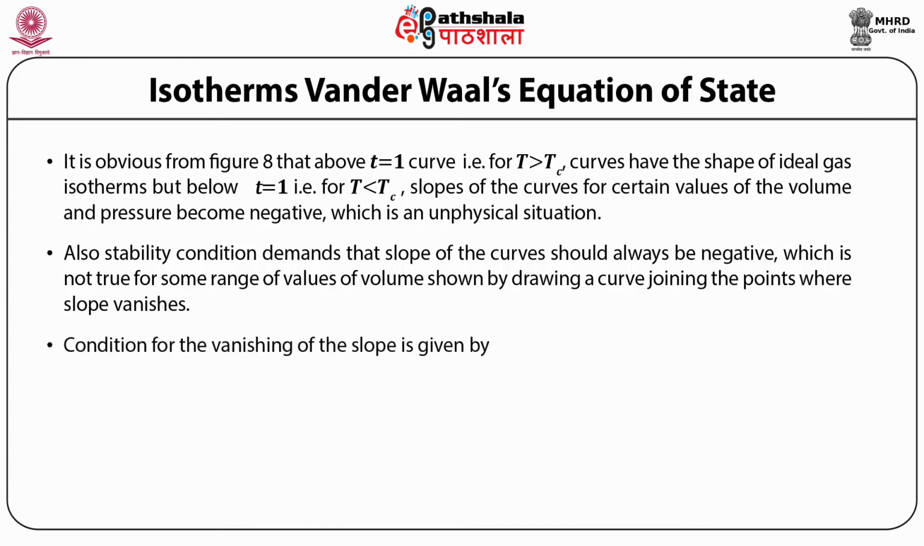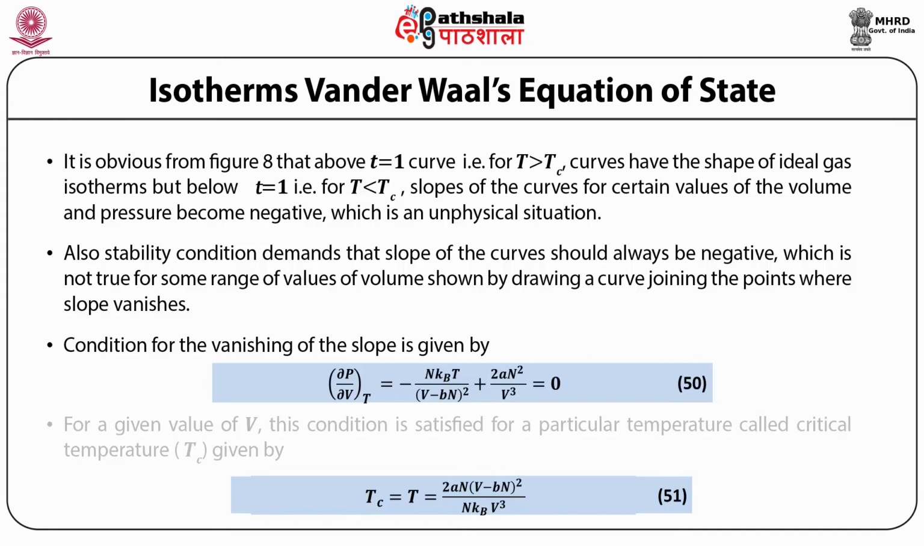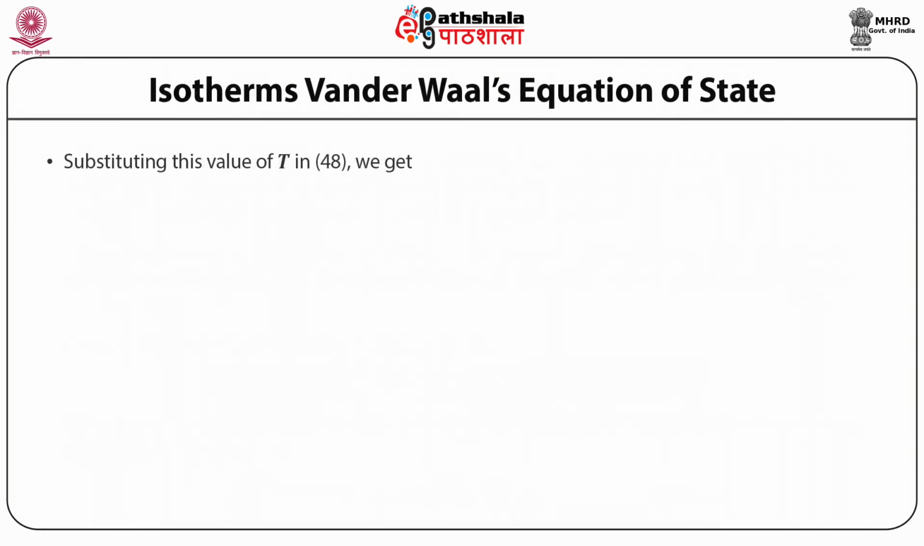The condition for the vanishing of the slope is given by the partial derivative of P with respect to V at constant temperature equal to minus n Boltzmann constant multiplied by T divided by V minus Bn whole squared, plus 2 times a n raised to power 2 divided by V cubed, which should be equal to 0. For a given value of V, this condition is satisfied for a particular temperature called the critical temperature Tc, given by Tc equal to 2 times a times n times V minus Bn raised to power 2 divided by n times Boltzmann constant times V raised to power 3. Substituting the value of T in 48, we get pressure is equal to minus 2 times aBn raised to power 3 divided by V cubed, plus a times n raised to power 2 divided by V squared.